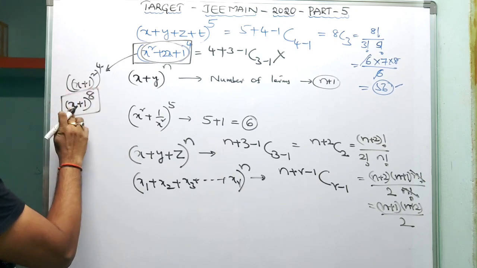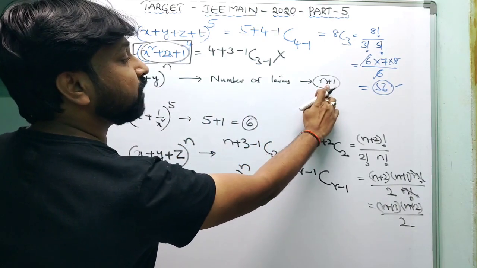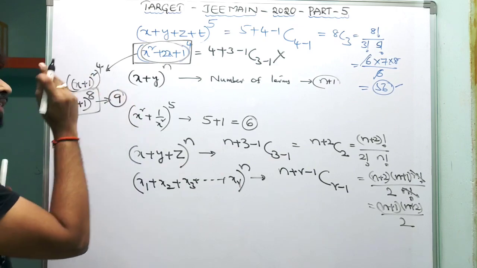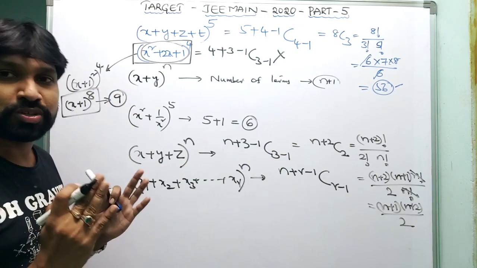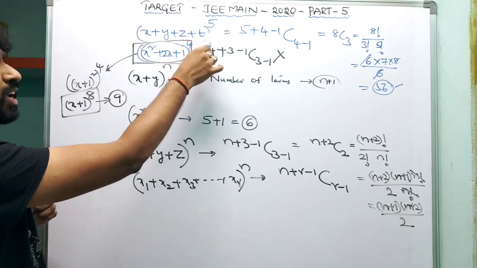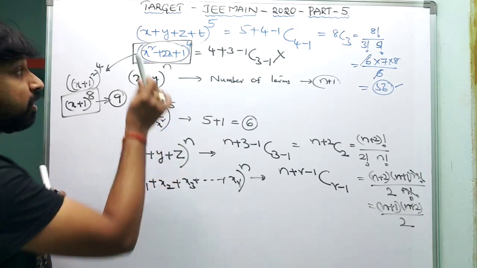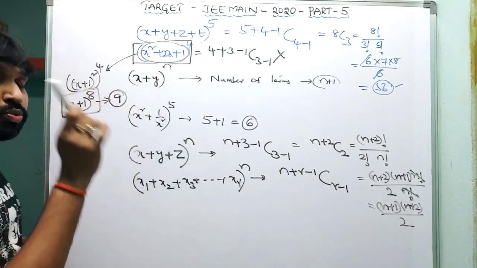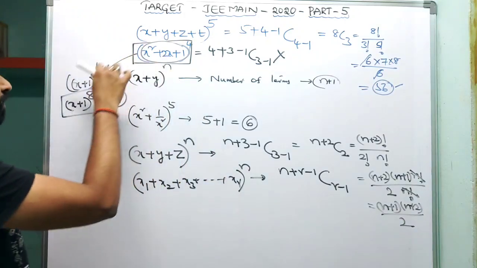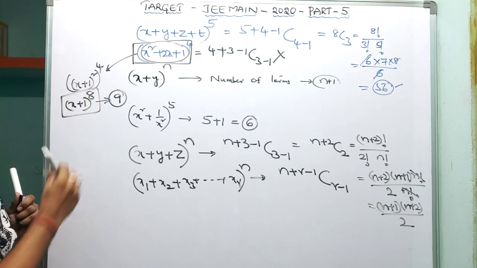Whenever it is (x plus y) whole power n expansion, the total number of terms is just n plus 1. That's the answer, just 8 plus 1, which is 9. Be careful here: x plus y plus z plus t we can't simplify. Here x plus y plus z we can't simplify, but x square plus 2x plus 1 we can simplify. Whenever you simplify, you get the total number of terms directly.